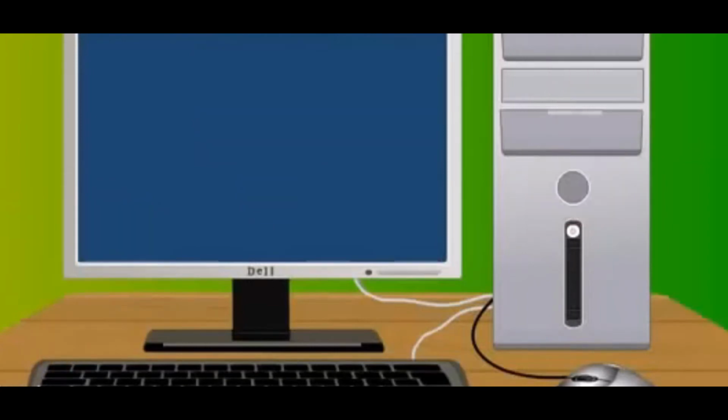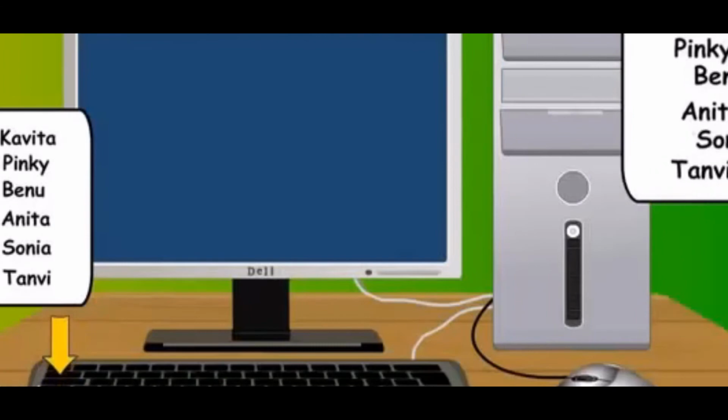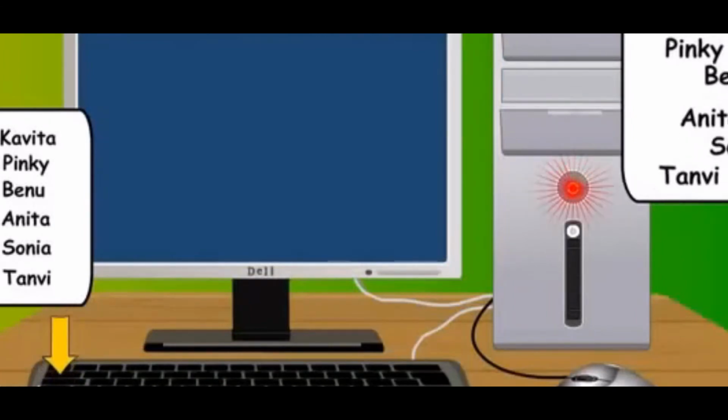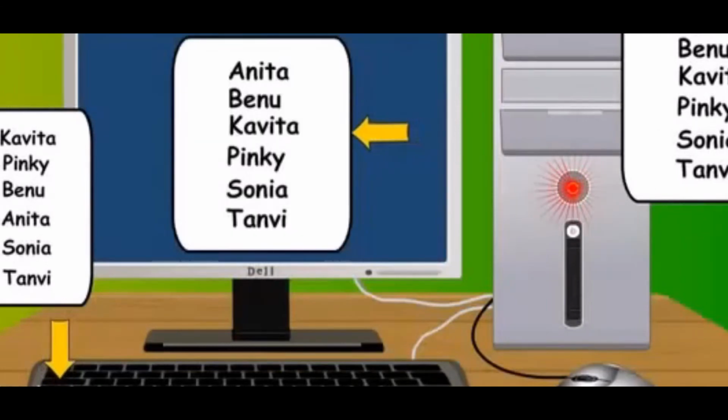One more example. Input. Data: Kavita, Pinky, Benu, Anita, Sonia, Tanvi. Instruction: arrange the names in alphabetical order. Process: the names are getting arranged in alphabetical order. Output: Anita, Benu, Kavita, Pinky, Sonia and Tanvi.